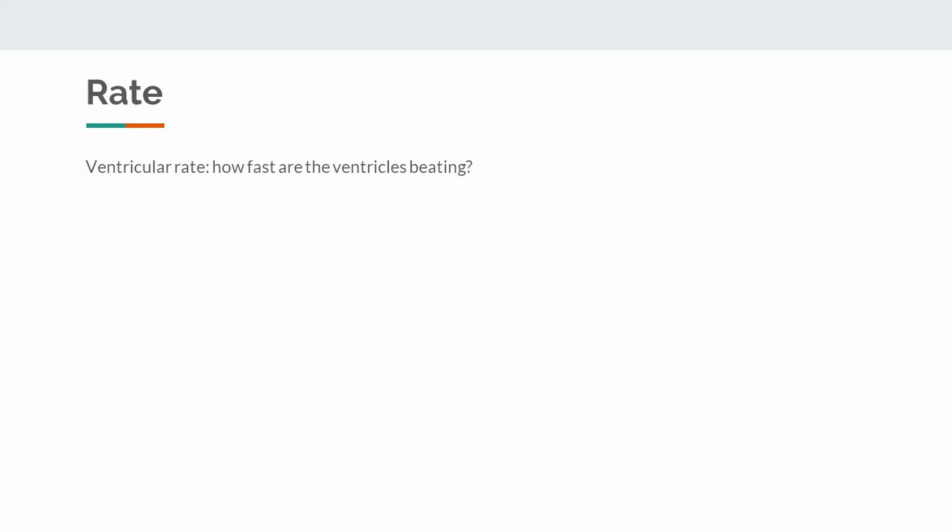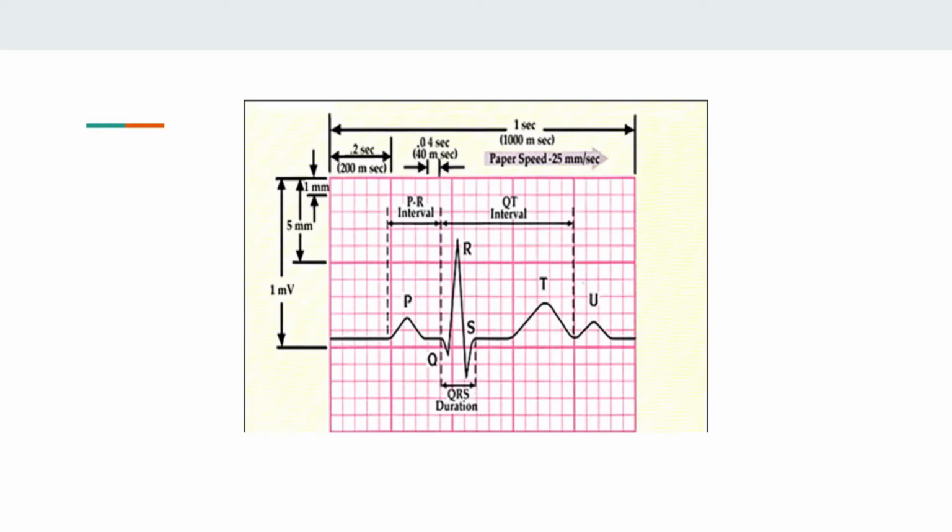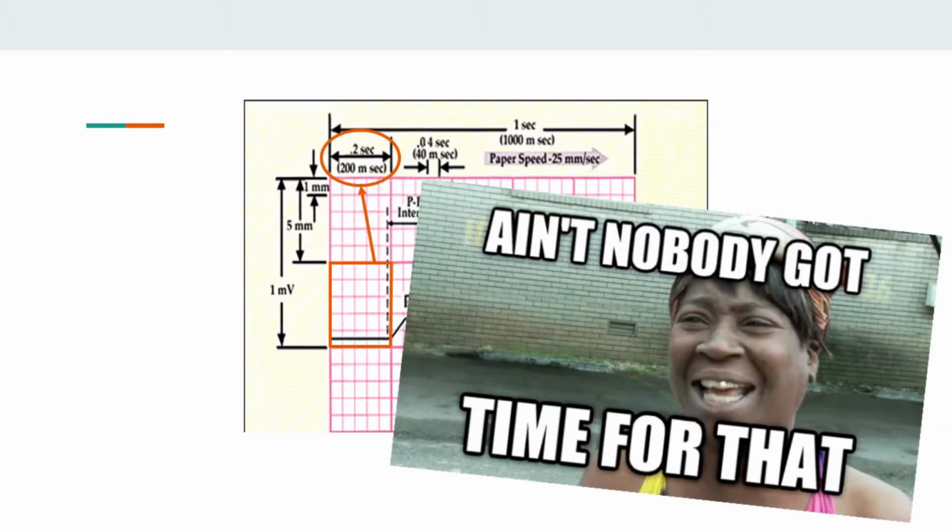The rate of an EKG is referring to the ventricular rate, or how fast the ventricles are beating. One of the ways to determine ventricular rate on the EKG is by counting the number of boxes between the heartbeats. The x-axis of the EKG paper represents time, and each of these tiny boxes is 0.04 seconds or 40 milliseconds. A big box, which is 5 of those tiny boxes, is 0.2 seconds or 200 milliseconds. But ain't nobody got time for that.